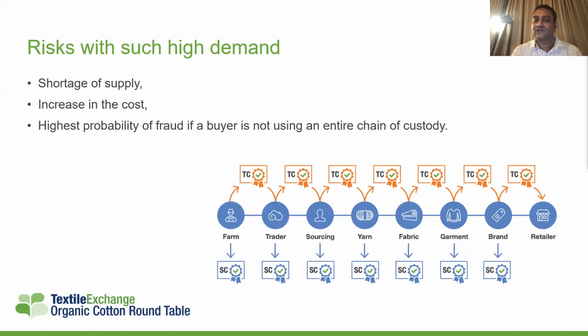Here you can see the risks, and why these risks are so important: whenever you see high demand, not only on this commodity but any commodity, and you have less supply, that means there is a huge risk of shortage of supply. It will increase the cost of the product, not only at the farmer gate but also in the supply chain and for the consumer. And one of the key things I have seen is that everyone is worried about fraud, especially for certified material. If you don't use full chain of custody, then the probability of fraud is always higher, and that is the key point. It's not because of the standard.